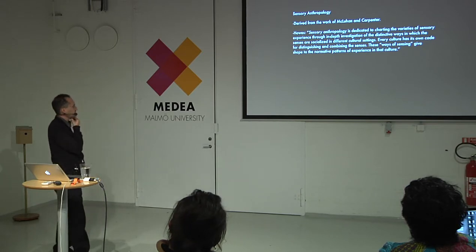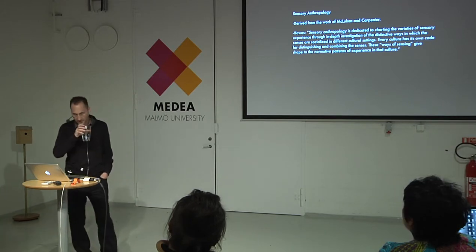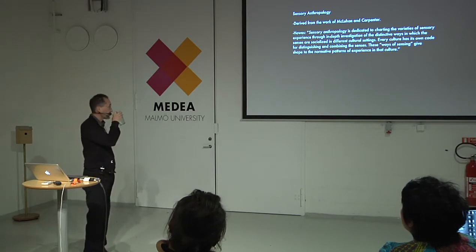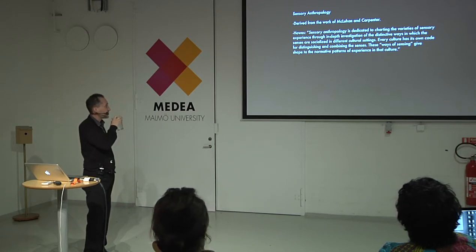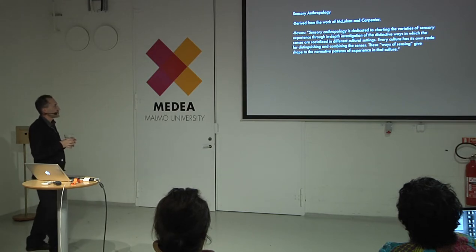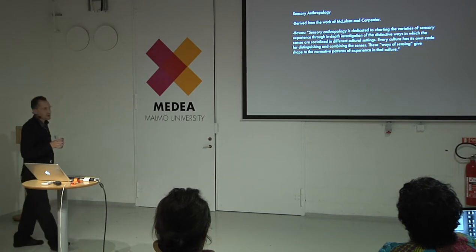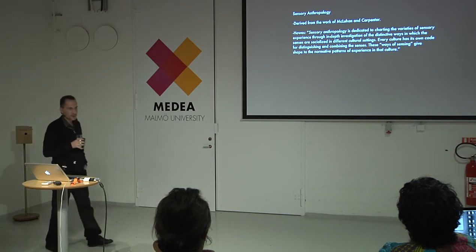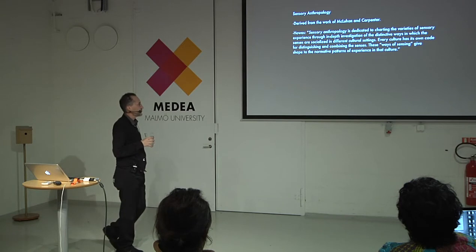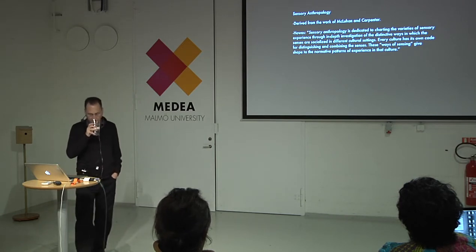This is the definition of sensory anthropology. Sensory anthropology is quite interesting because it's actually derived from people like Marshall McLuhan and Edmund Carpenter in Canada. And Howes defines it as dedicated to charting the varieties of sensory experience through in-depth investigation of the distinct ways in which the senses are socialized in different cultural settings. Every culture has its own code for distinguishing and combining the senses. These ways of sensing give shape to the normative patterns of experience in that culture.